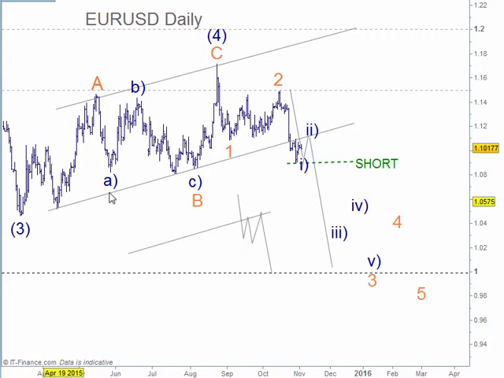So this line, if you want to refine this on a smaller chart, will be very helpful to nail that wave 2 in place there.